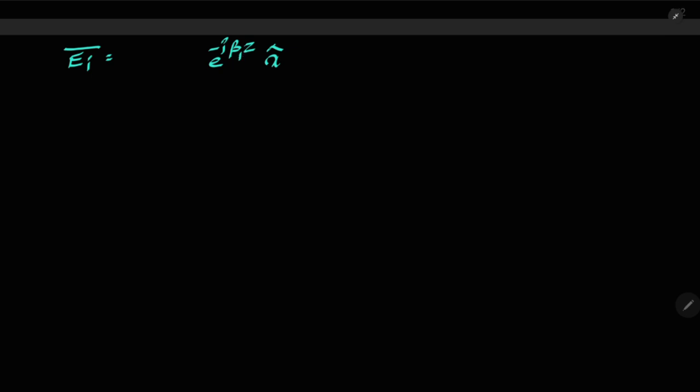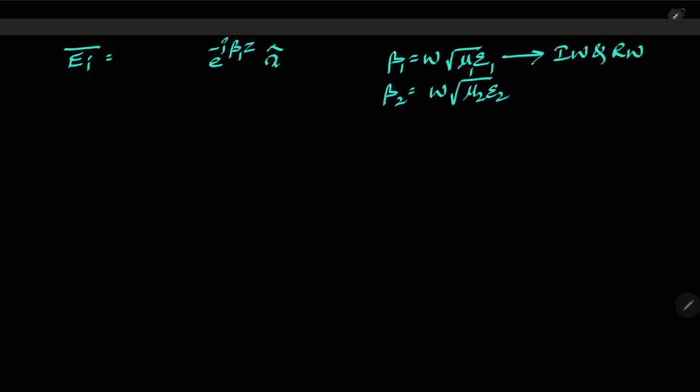So this beta 1 we have to use. The suffix 1 is required for the beta, because beta is actually coming from omega root of mu epsilon. So mu and epsilon are different for medium 1 and medium 2. If you take mu 1 and epsilon 1, it will become beta 1, and beta 2 is equal to omega into root of mu 2 into epsilon 2. So this beta 1 is to be used for the incident wave and also for the reflected wave, but beta 2 is to be used for the transmitted wave because it is available in medium 2.